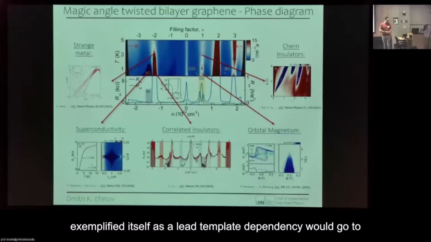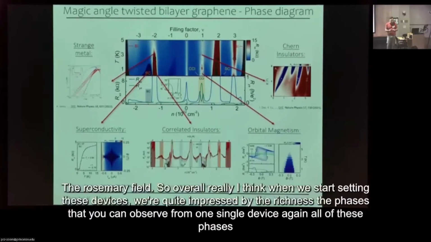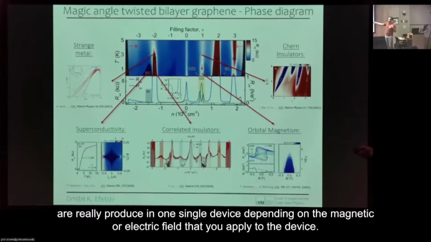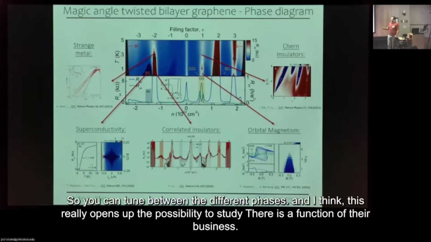So overall, when we started studying these devices, we were quite impressed by the richness of the phases that you can observe in one single device. Again, all of these phases are produced in one single device, depending on the magnetic or electric field that you apply to the device. So you can tune between the different phases. And I think this really opens up new possibilities to study.